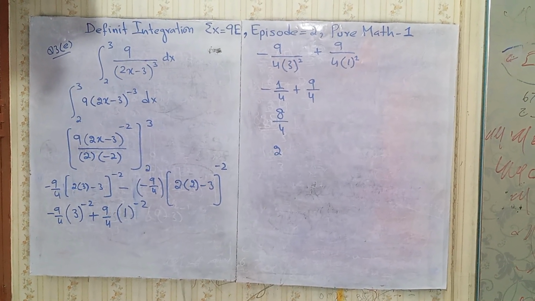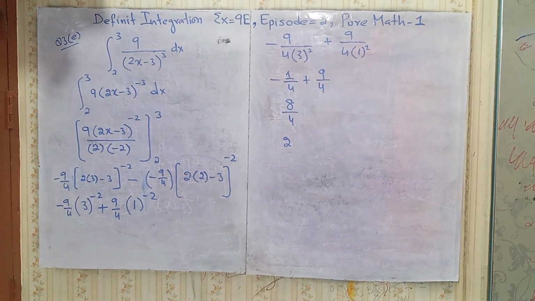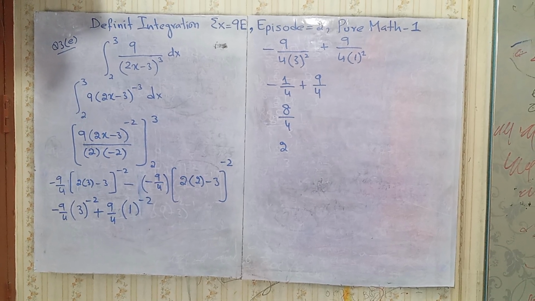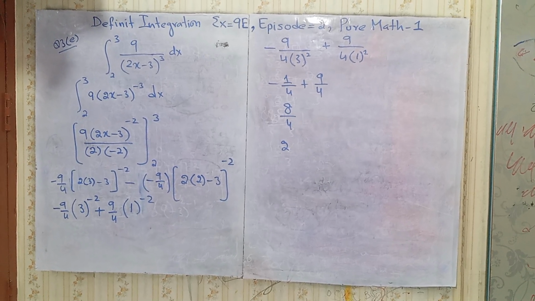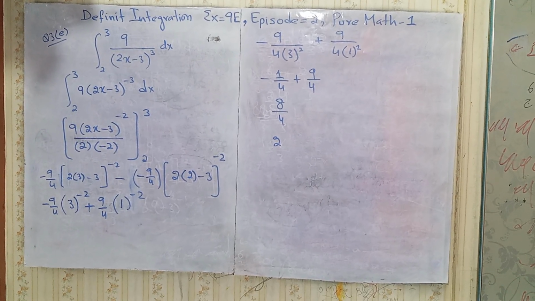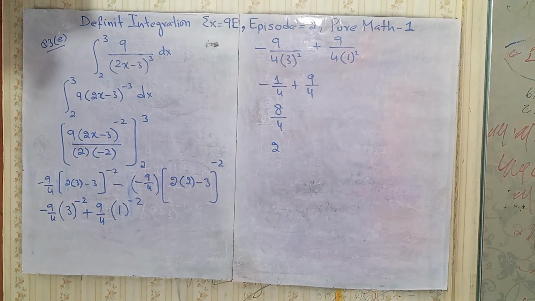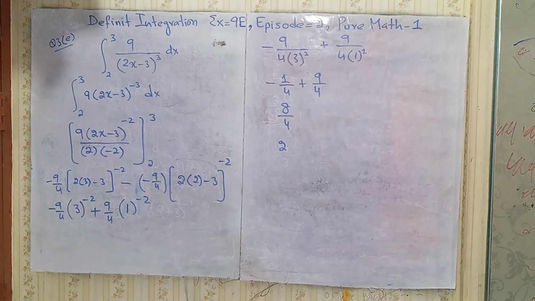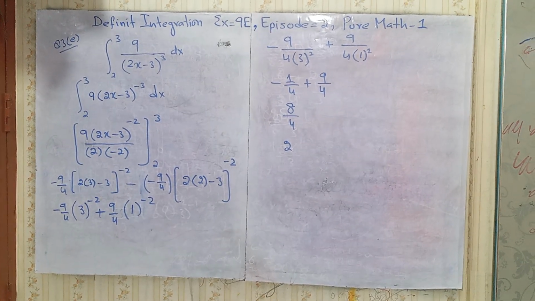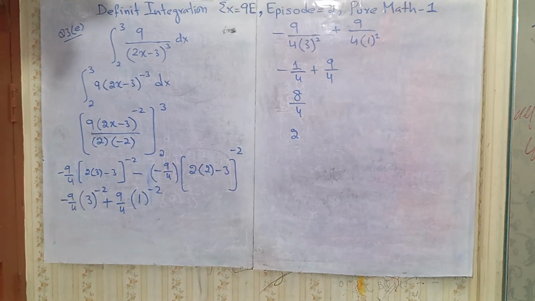Because 3 has a negative power, we will take it in the denominator. So you will have minus 9 by 4, and in the denominator I will also write 3 square, which is 9. So 9 will be cancelled, and you are left with minus 1 by 4, plus 9 by 4 and 1 square, that is 1. So 9 by 4 minus 1 by 4 plus 9 by 4 will be 8 by 4, which is 2. And this is how you will do question number 3 and its E part. I hope you understand this.